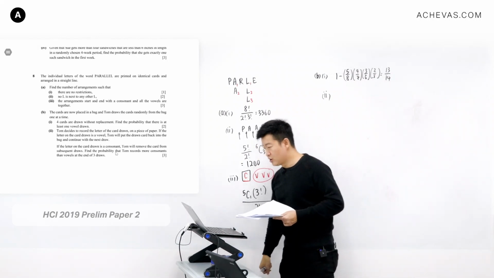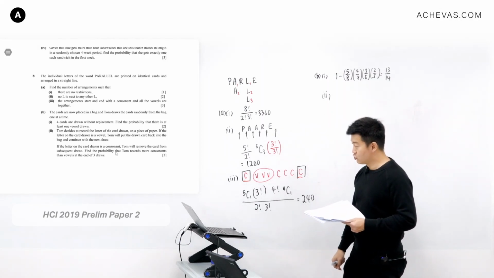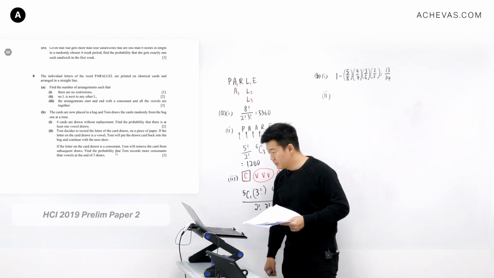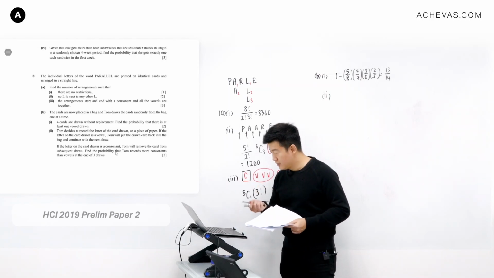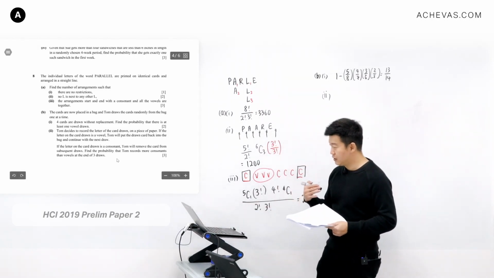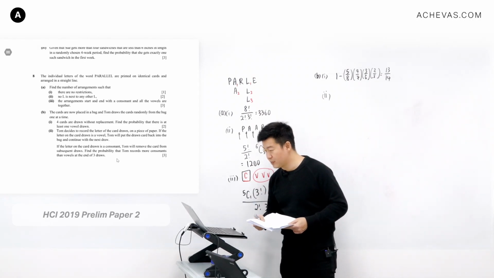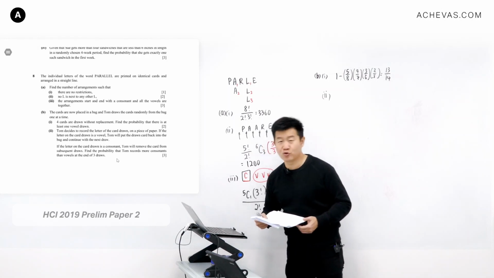Part 2. Tom decides to record the letter of the card drawn on a piece of paper. If the letter on the card is a vowel, Tom will put it back and continue to draw the next one. If the letter on the card is a consonant, Tom will remove it and then continue with the subsequent draws. I want to find the probability that Tom records more consonants than vowels at the end of 3 draws.